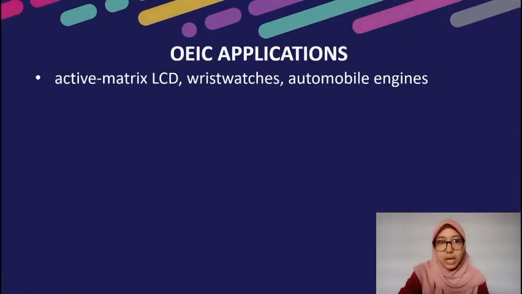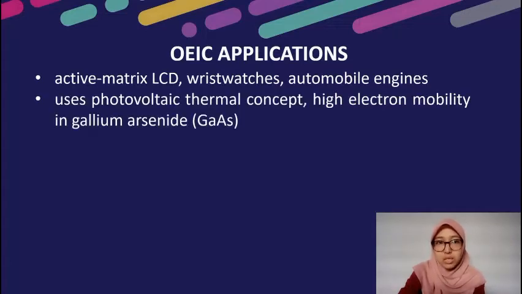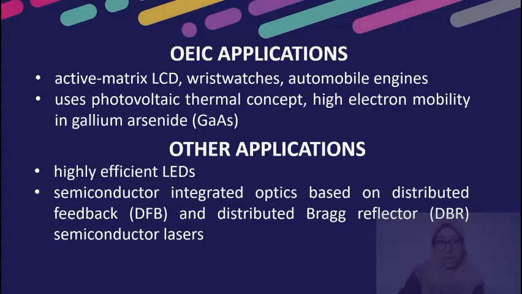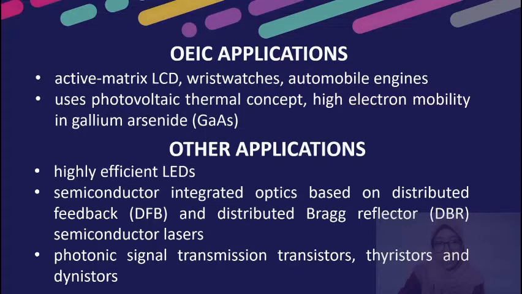So for the last one is OEIC, which is optoelectronic integrated circuit applications, such as active matrix LCD, wristwatches, and automobile engines. OEIC applications use the photovoltaic thermal concept, where it makes full use of high electron mobility in gallium arsenide to increase the speed of the electronic devices. Other applications of double heterostructure laser are highly efficient LEDs, semiconductor integrated optics based on distributed feedback DFB and distributed Bragg reflector DBR semiconductor lasers, photonic signal transmission transistors, thyristors, and dynistors.